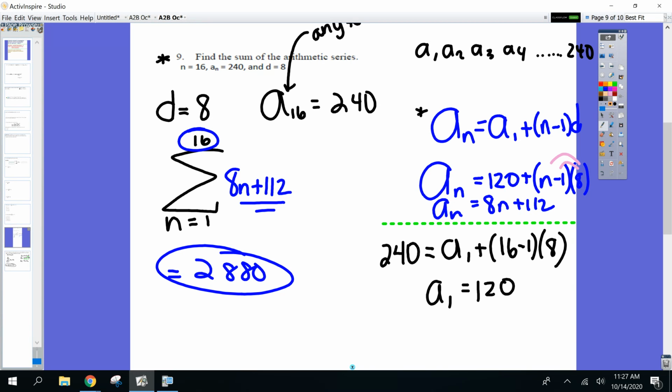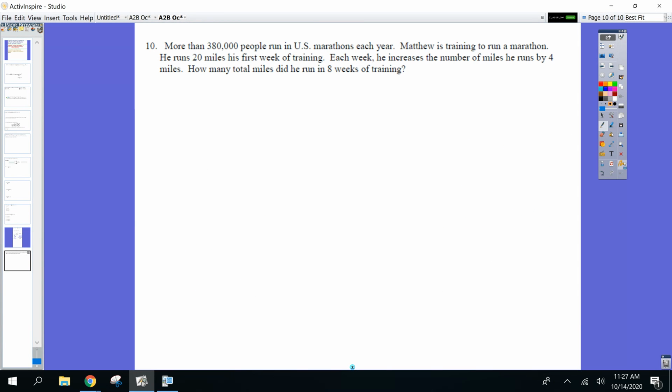Okay, I want to do one more here. The old marathoner. Big Matty Ice, training for the marathon. You guys can read through it, where he starts, how much he increases by. Big thing in the question. Go right to the last sentence for me. Big thing. How many total, add them all together. That automatically means, oh, you want the total? You got it. You want the sum? I got a sigma for you then.